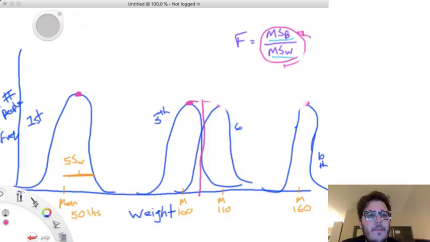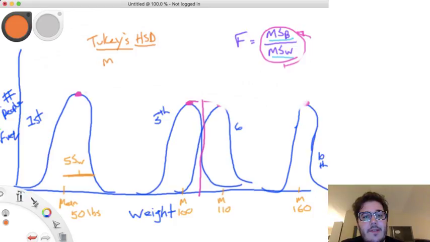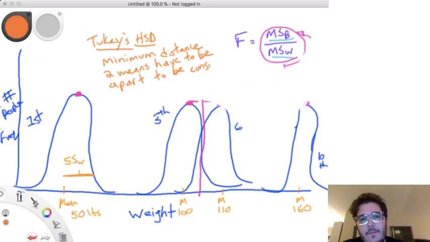So Tukey's on a significant difference is saying the minimum distance two means have to be apart to be considered different. So what that number means is that your level means have to be at least that far apart for you to say there's a difference between these two levels.